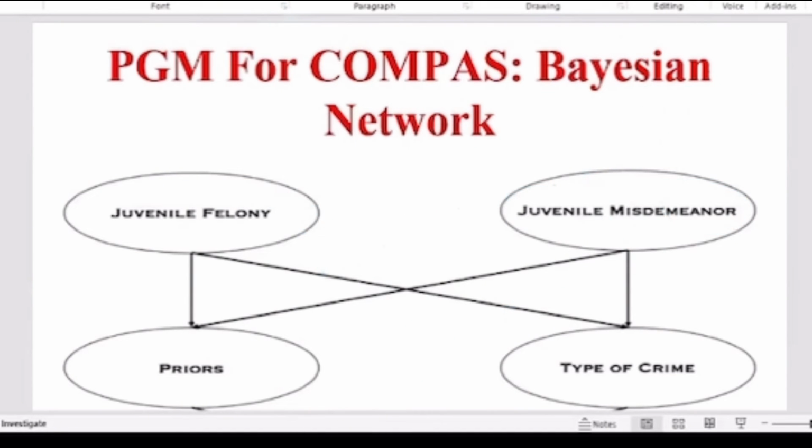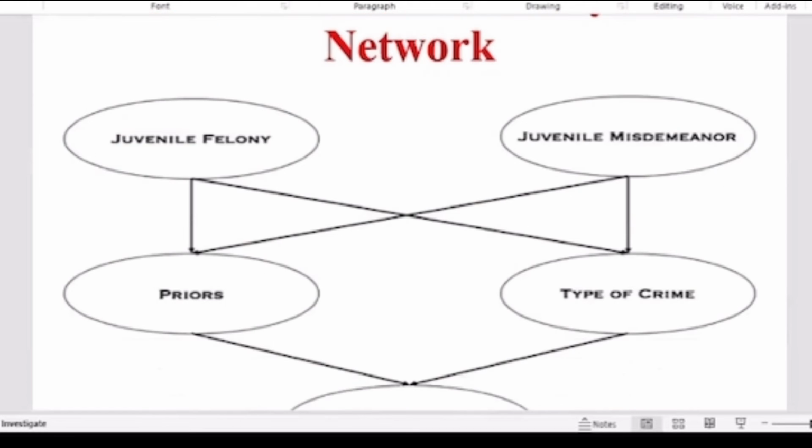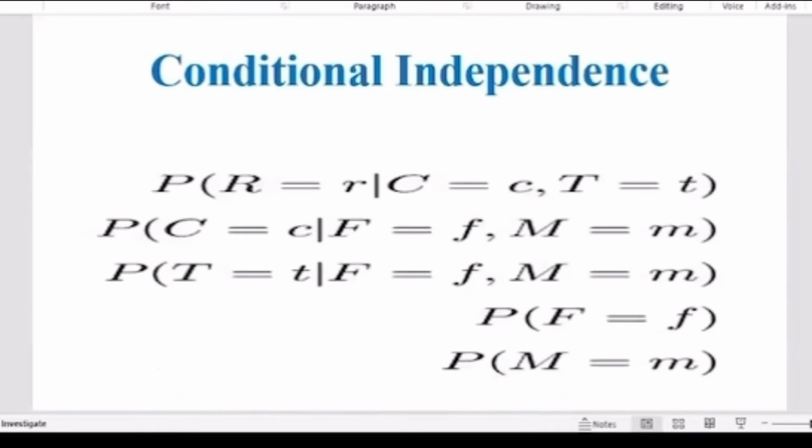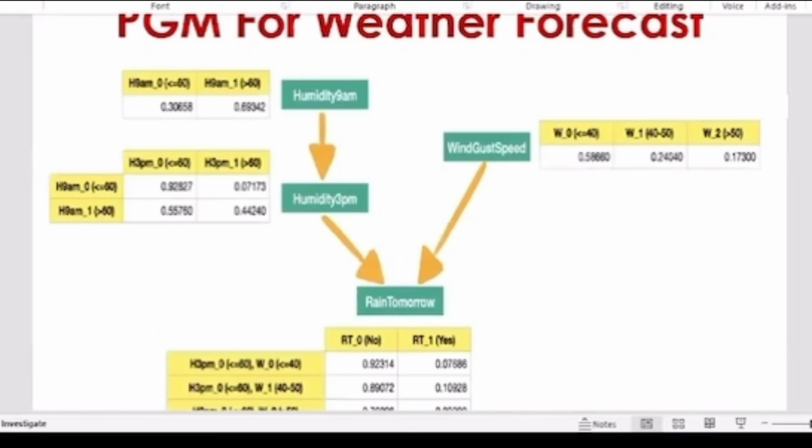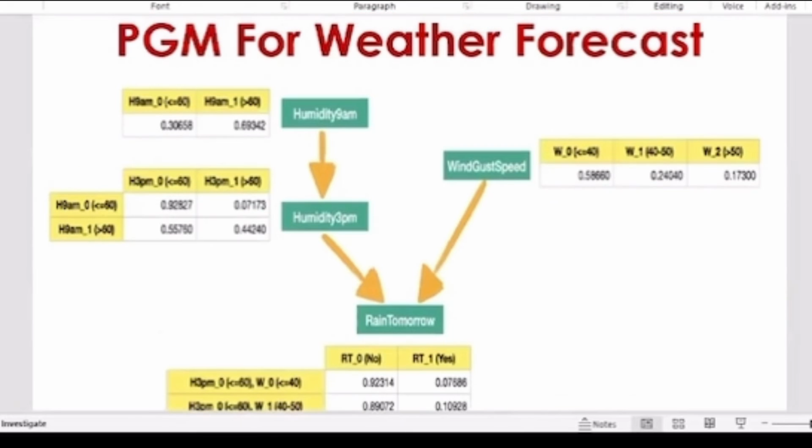Okay, now let's move on. Look at another application, weather forecasting. Take a look at this. What is the probability of rain tomorrow? The probability of rain tomorrow depends on humidity at 3 p.m. Humidity at 3 p.m. depends on humidity at 9 a.m. And the rain tomorrow also depends on the wind speed.